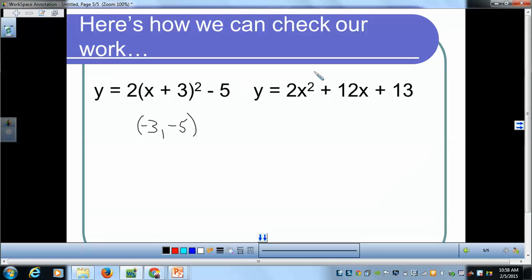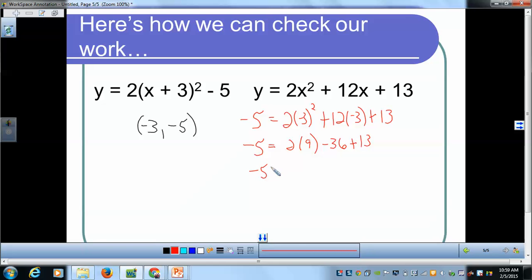So if I plug that into my standard form, I should get a true statement for this equivalent form. So I'm just going to plug -5 in for y, and -3 in for x, and then I'm going to follow my order of operations and simplify. So -3 squared is 9. 12 times -3 is -36, and then plus 13. And then I have this 18, and then minus 36 plus 13. And then -18 plus 13.